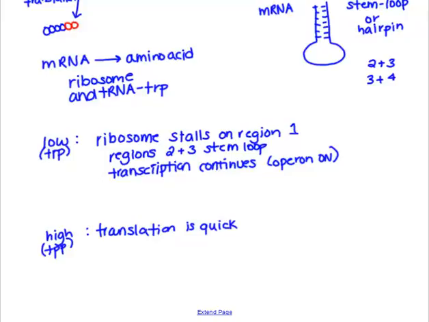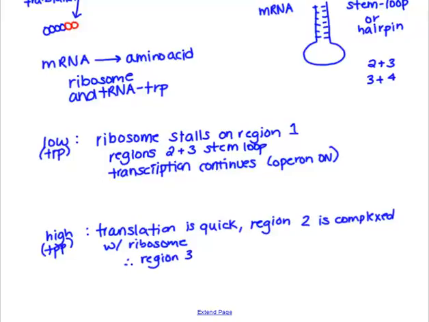Because it's so quick, region 2 is going to be not fully incorporated into the ribosome, but it will be complexed with the ribosome so that it's not free to bind with region 3. So region 2 is complexed with the ribosome, and therefore region 3 and 4 now form this stem loop structure. Now, when this hairpin forms, this actually stops transcription, which is attenuation.